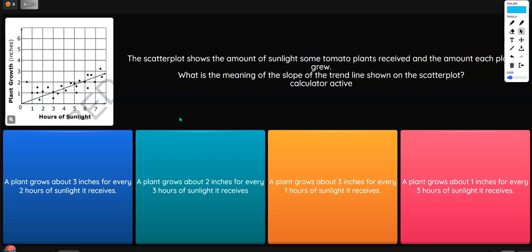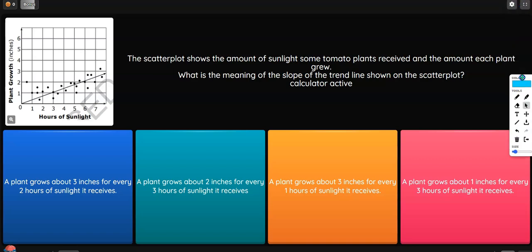Okay, this scatter plot shows the amount of sunlight some tomato plants received and the amount each plant grew. What is the meaning of the slope of the trend line shown on the scatter plot? So we have some answers down here that we're going to choose from, and obviously a tomato plant should grow according to the amount of sunlight it gets. Of course, there are some other things that it needs to grow, but sunlight should make it grow more.